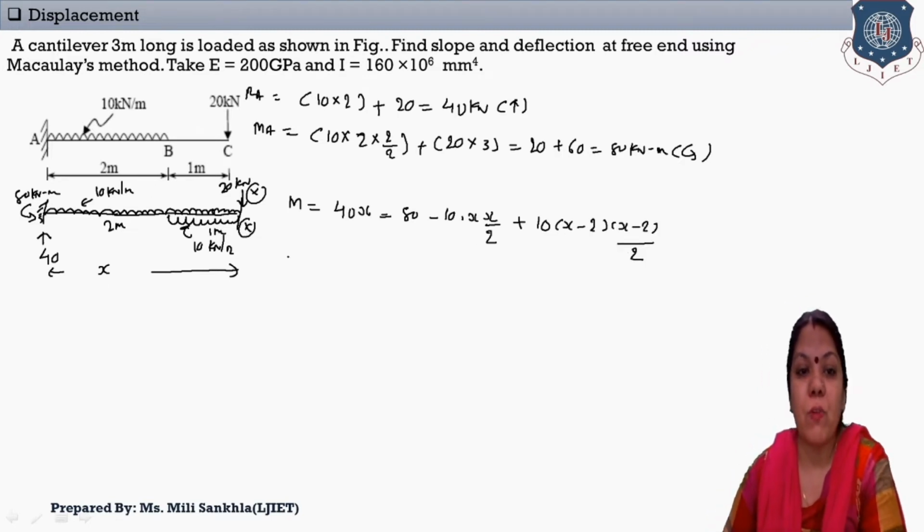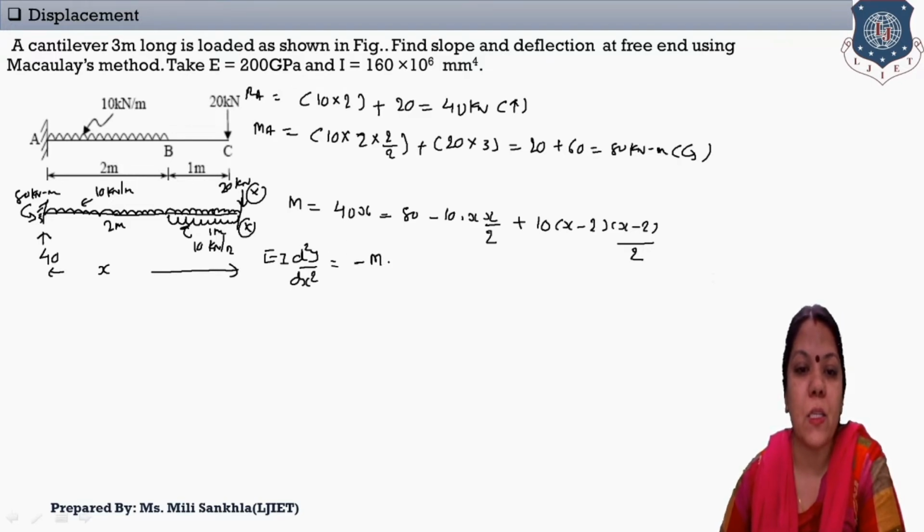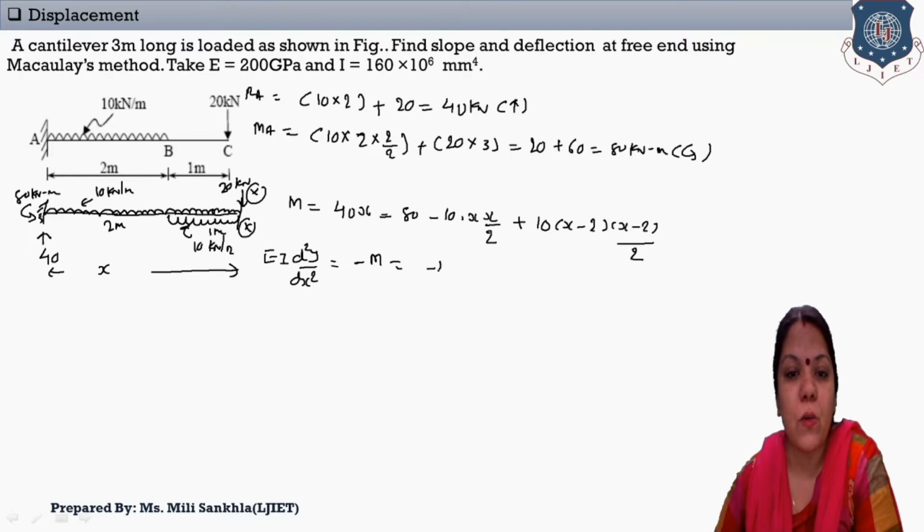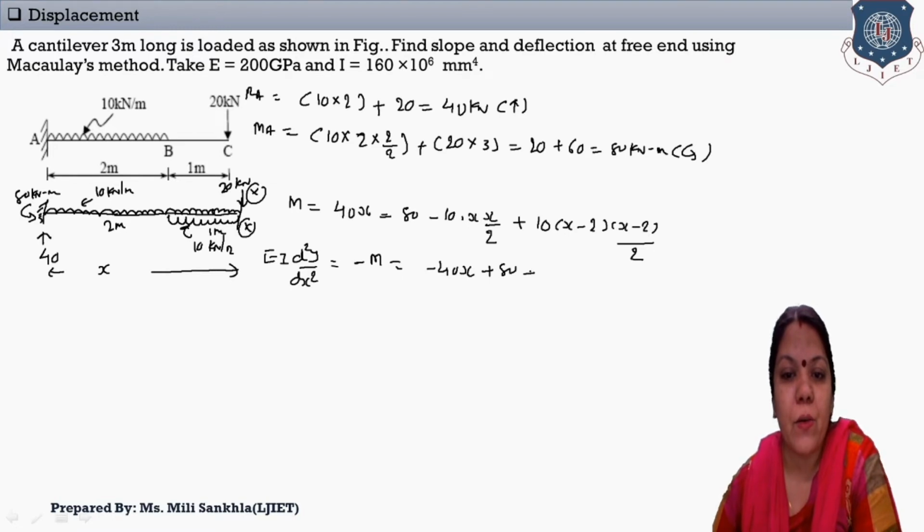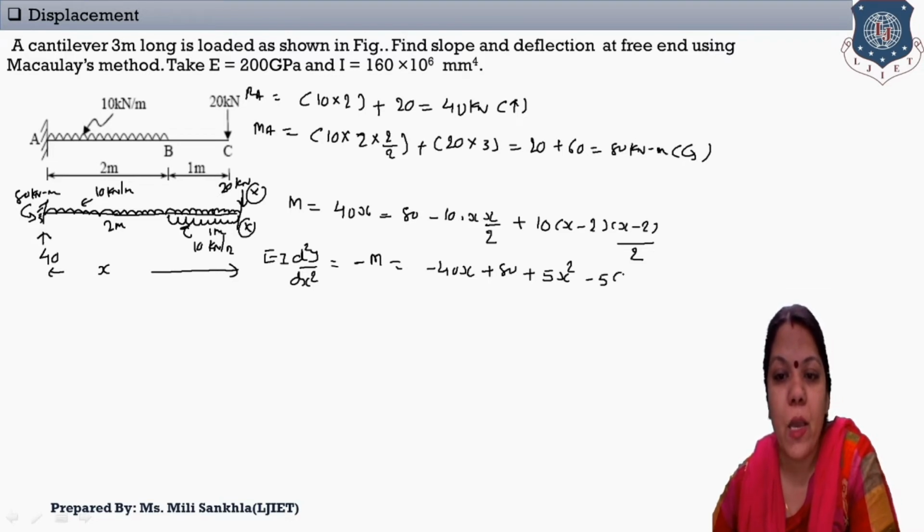Now what is the differential equation? EI d square y by dx square is equal to minus M. Change the sign: first convert positive to negative, and second, minus 80 becomes positive. Here 10 by 2 gives 5 x square, and this term again minus 5 x minus 2 square.